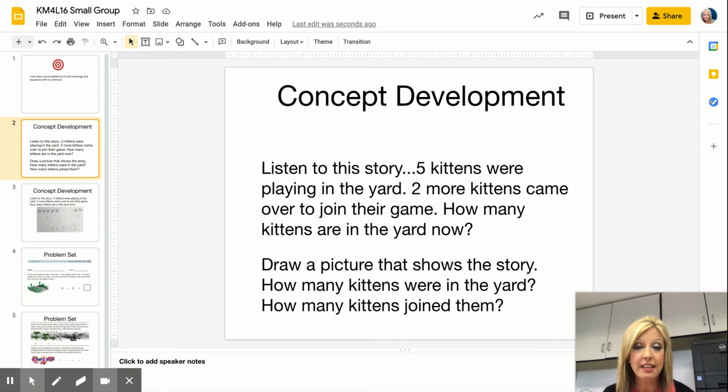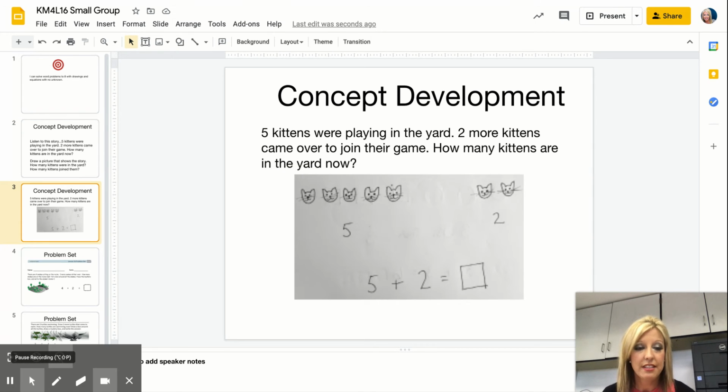I'm going to read this story problem to you one more time, and then I want you to pause your video and draw that picture that illustrates the story. 5 kittens were playing in the yard. 2 more kittens came over to join their game. How many kittens are in the yard now? So when you pause the video, make sure you draw a picture that shows the story. In that picture, you need to show how many kittens were in the yard and then how many kittens joined them. So compare your drawing to the drawing I have here on the screen.